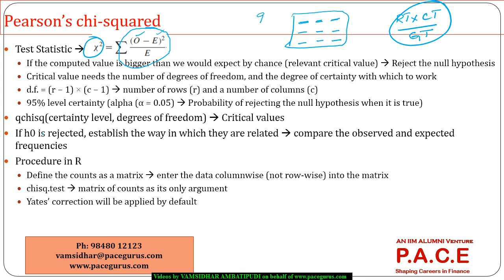Now I have to find out the critical value, and for that I require the degrees of freedom, which in a contingency table is row minus 1 into column minus 1. So we have 3 rows, we have 3 columns. So the degrees of freedom is 3 minus 1 into 3 minus 1, so it's 4 degrees of freedom. And for the degree of certainty, I have to go with the alpha value. Right? So if alpha is 5%, then in this chi-squared input, I'll take 0.95, which is 1 minus alpha.